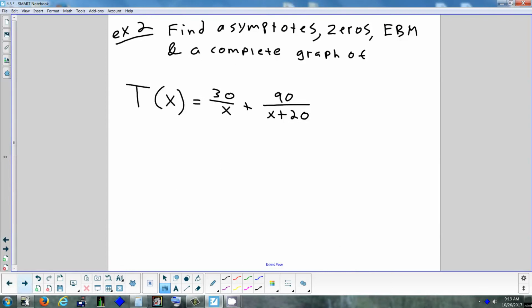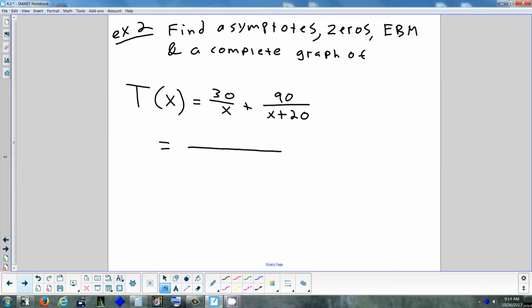All right, so now we're going to take that formula, and we're going to find out some different things about it. We are not graphing it by hand, okay, but we are going to find the asymptotes, the zeros, the EBM, and a complete graph. First thing I'd like to do is combine it all together into one fraction. I'm not saying that this is wrong, but for certain things, it's not the best way to write it. For the EBM, it's not the best way to write it. You need it all combined together.